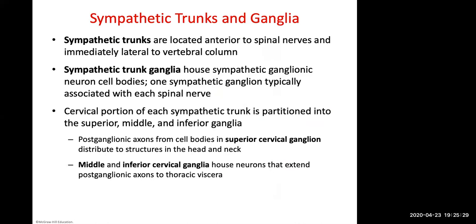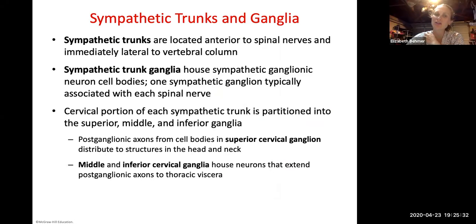Sympathetic trunks are located anterior to the spinal nerves, immediately lateral to the vertebral column. And the sympathetic trunk ganglia house the sympathetic ganglionic neuron cell bodies. And one sympathetic ganglion is typically associated with each spinal nerve.